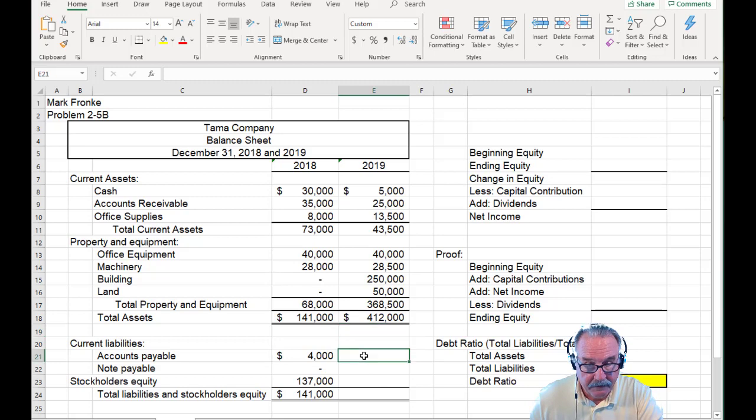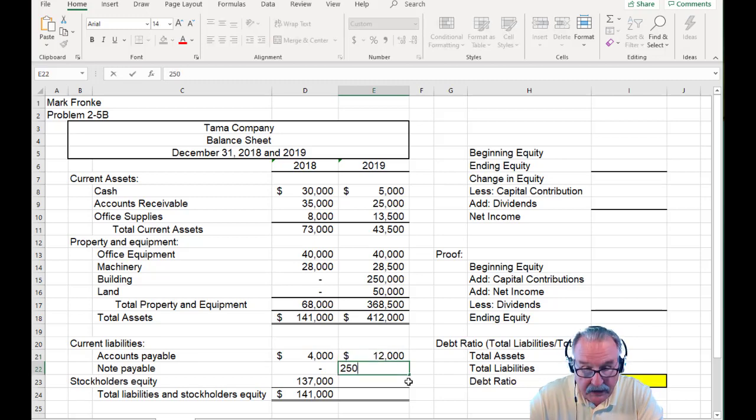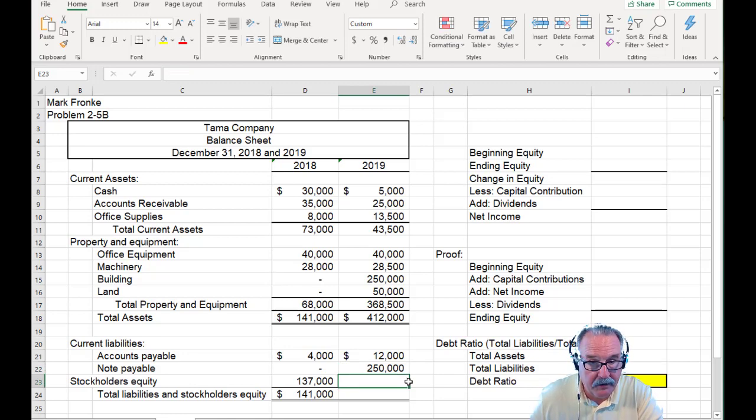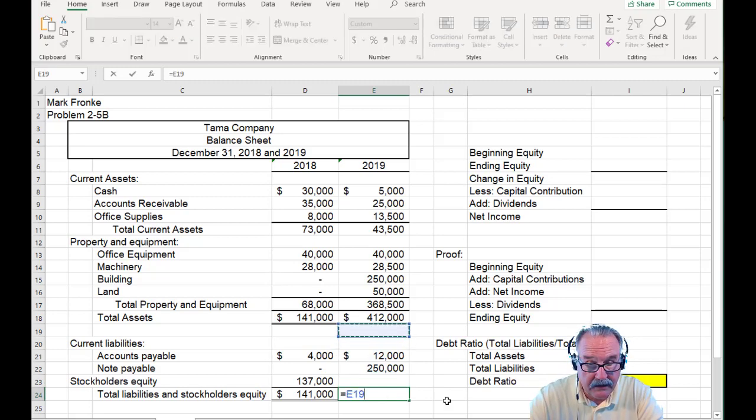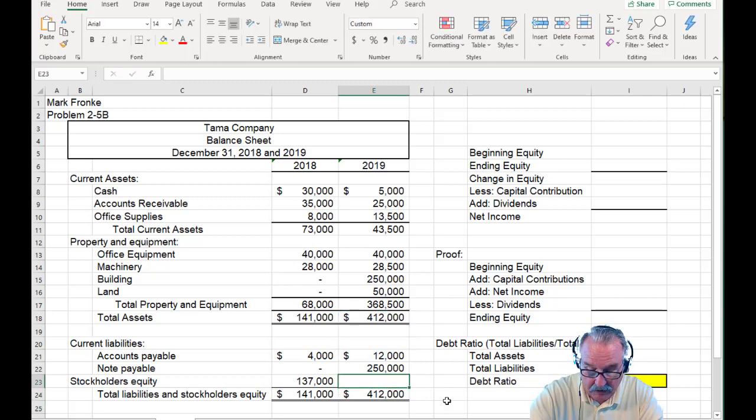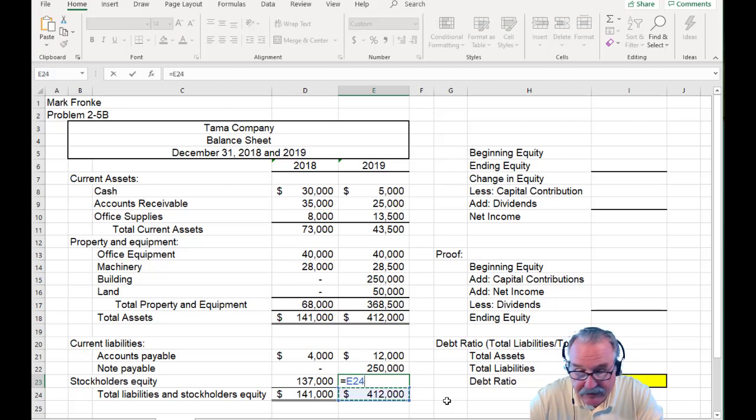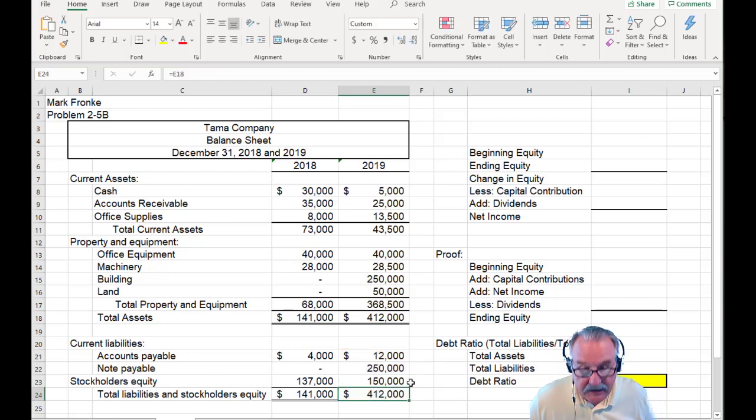At the end of 2019, we had 12,000 in accounts payable. We had a note payable of $250,000, probably related to the building that we bought, which means if our ending liabilities and equity is 412, our stockholders' equity has to be the 412 minus accounts payable minus notes payable. Again, I'm calculating stockholders' equity based on the fact that the balance sheet has to balance, which means that our ending stockholders' equity is $150,000.